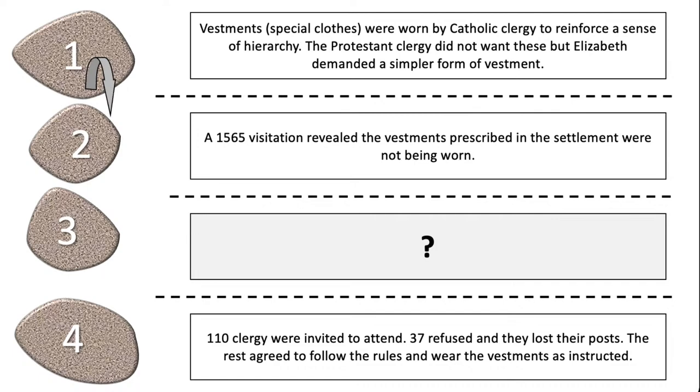Okay. So 1565 visitation revealed the vestments prescribed in the settlement were not being worn. So this is therefore a call to action. So the simpler vestments, I'm going to come to that comment in a minute. So the simpler vestments are not being worn. We've just seen Rachel. The Archbishop supported Elizabeth. Fantastic. Now this ties in with Stepping Stone 3. Who was the Archbishop, and what do you think the Archbishop was doing to support Elizabeth?